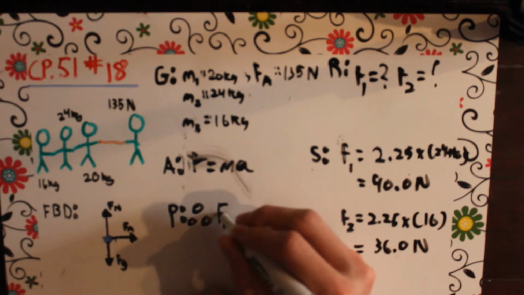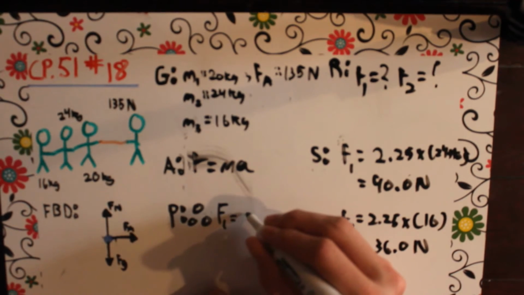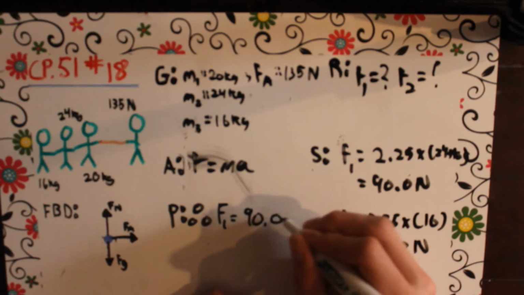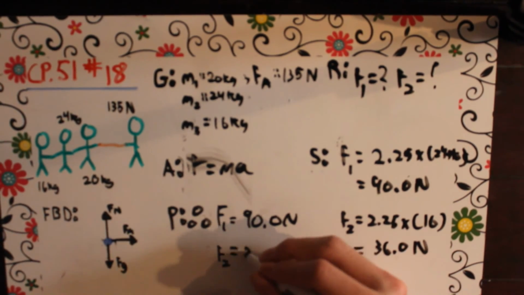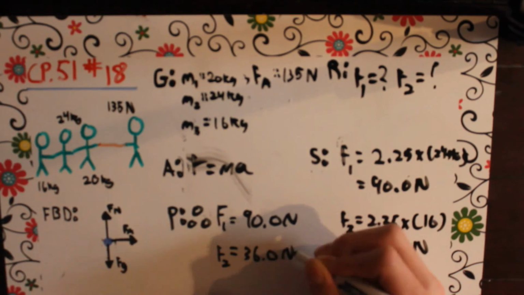Therefore, the force of the first pair that must be held is 90.0 newtons, and the force of the second pair, which must be held, is 36.0 newtons. Thank you.